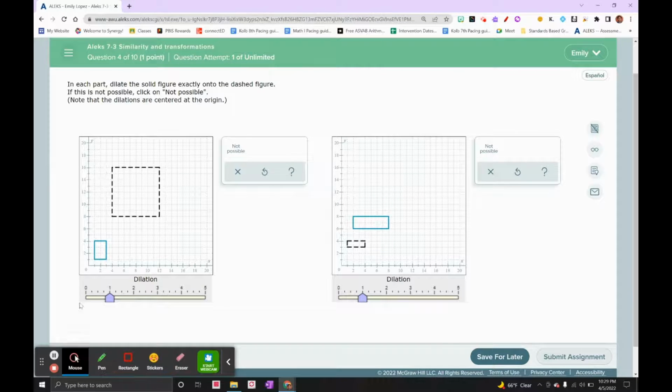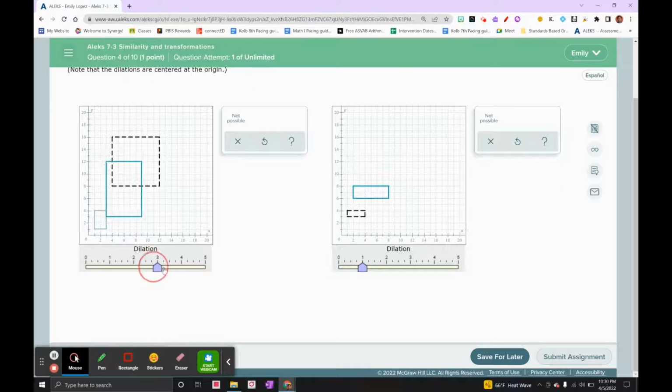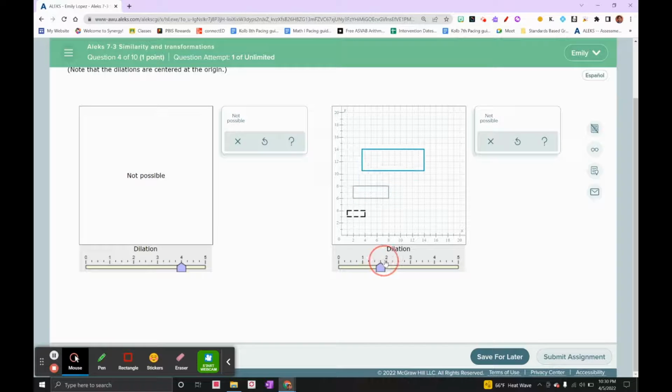All right, number 4. Each part: dilate the solid figure exactly into the dashed figure. If it is not possible, click not possible. Okay, so this is kind of straightforward. All you have to do is slide the slider. The blue box is supposed to lie on top of the dotted line. They do not line up correctly, so this is not possible. If you move this, you see that the blue box will line up on the dotted box.